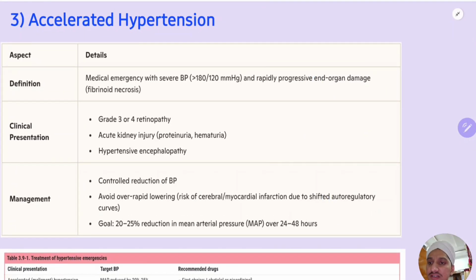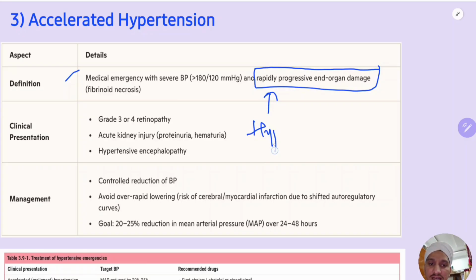So what is accelerated hypertension? It is a medical emergency with severe BP more than 180 by 120 mmHg and rapidly progressive end organ damage. This makes it differ from the hypertensive emergency. This is also a kind of hypertensive emergency only, but it is kept separately.